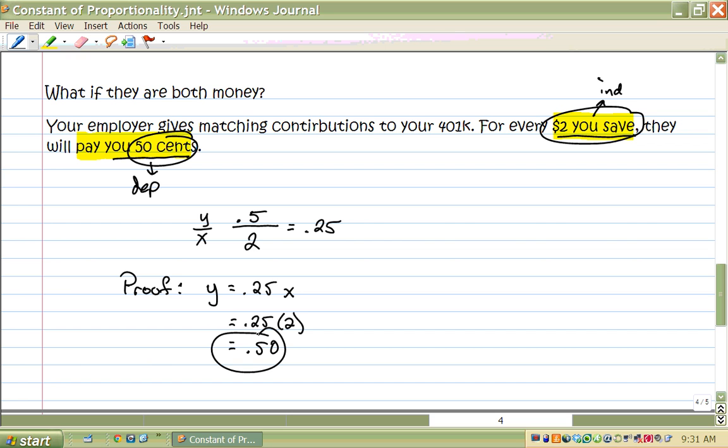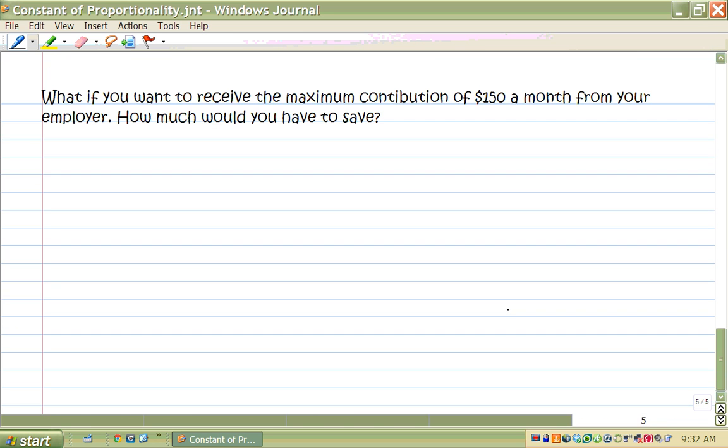So let's say you're trying to figure things out. You're like, man, what would happen if I save $500 a month? Well, you would put it into this equation. It would be 0.25 times 500. And you would say, oh, my gosh, they would pay me $125 a month. That means I would have $625 saved. This is amazing. Yeah, and it is amazing. If you get an opportunity when you grow up and you're working for your employer to pay you to save money, by all means take it. Matching contributions is beautiful.